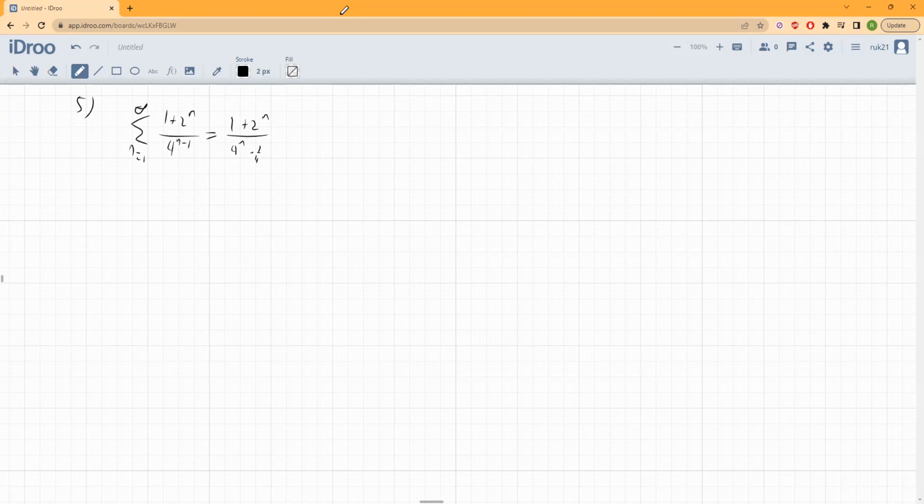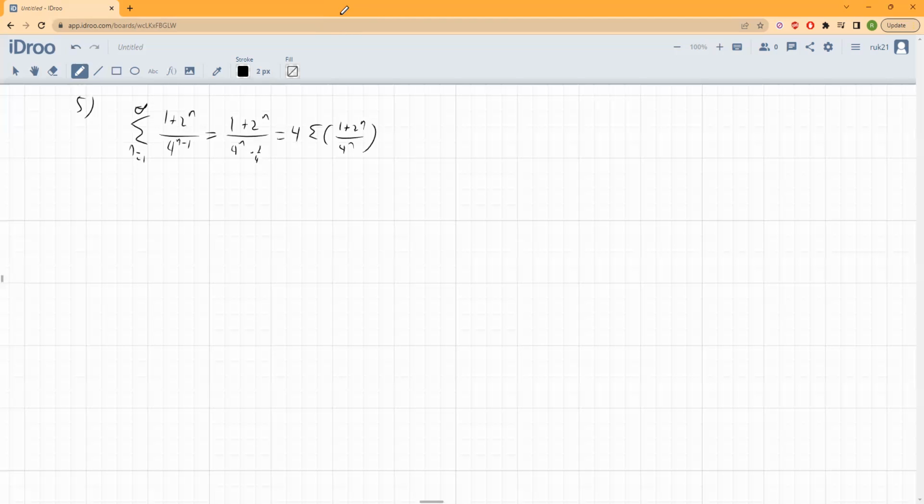So then what we can do is get that out in front. So it would be 4 times the sum of (1 plus 2 to the power of n) over 4 to the power of n. Then we're going to separate it into two different sums to deal with each one separately.